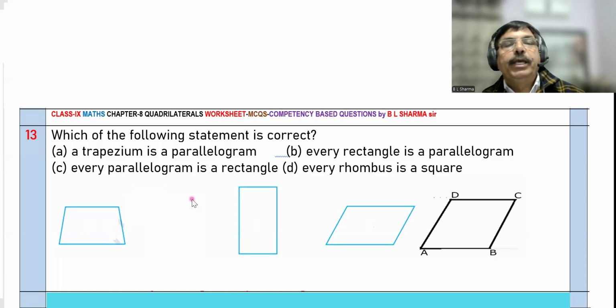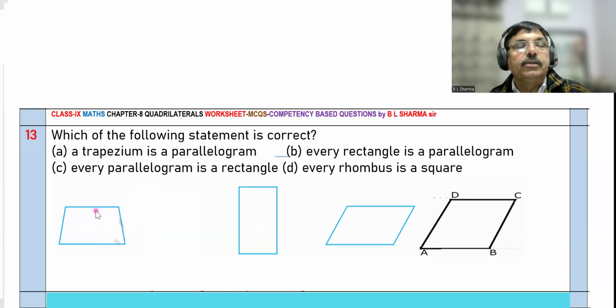Which of the following is correct statement? A trapezium is a parallelogram. No, a trapezium is not parallelogram because in trapezium only one pair of opposite sides is parallel. It is not necessary that the other pair of the trapezium is parallel. So this is not true.